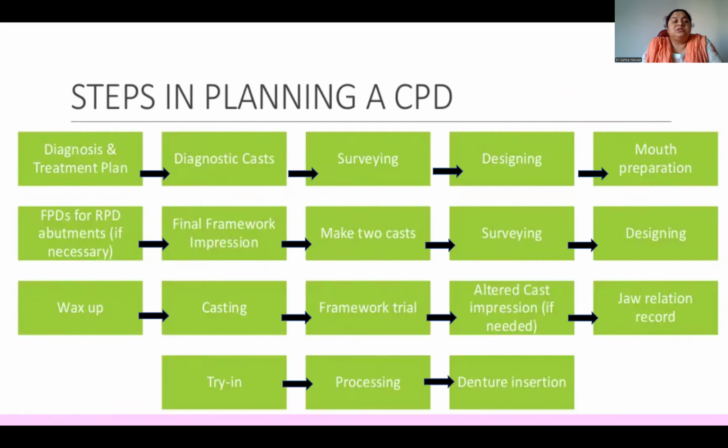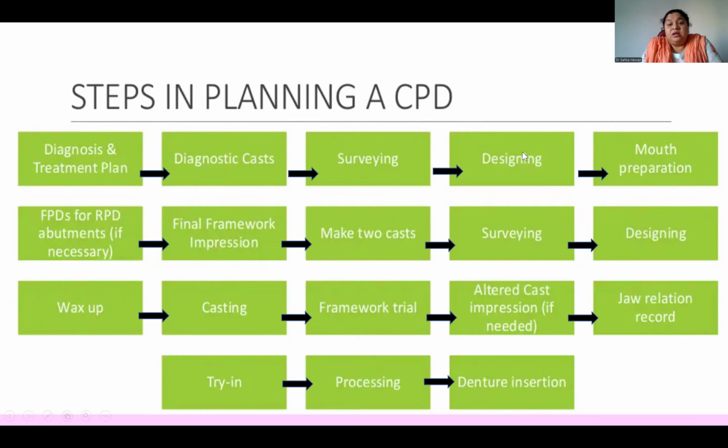So if you go through the steps, first you do diagnosis and treatment planning. That is done with an X-ray. Then you make a cast. Surveying is totally a different job. We have to survey because of the guide planes, from where you will place the denture and from where you remove it. There has to be one path so that you get to know.